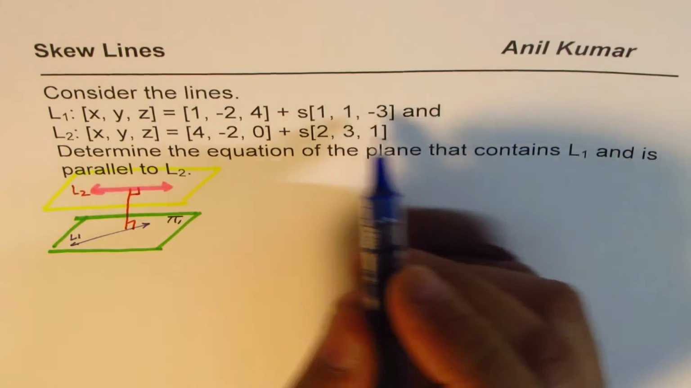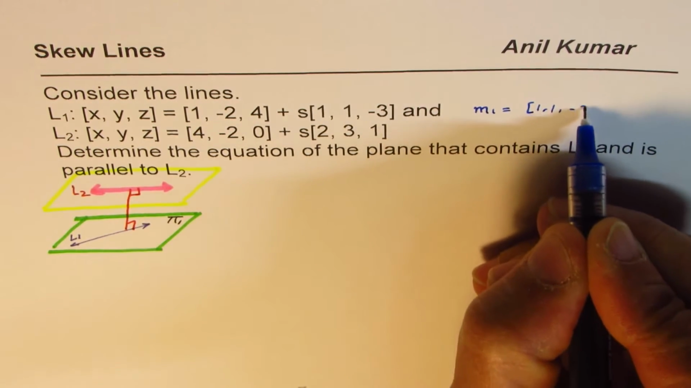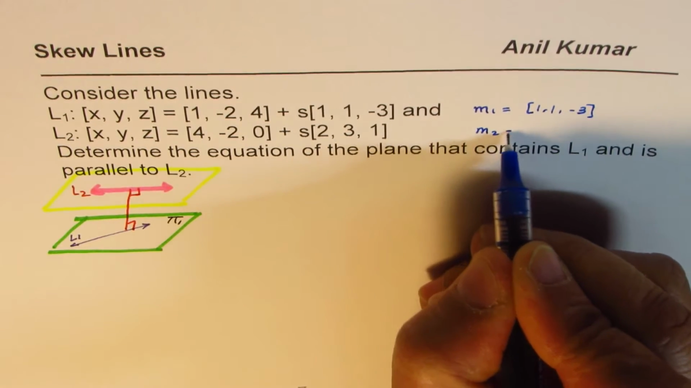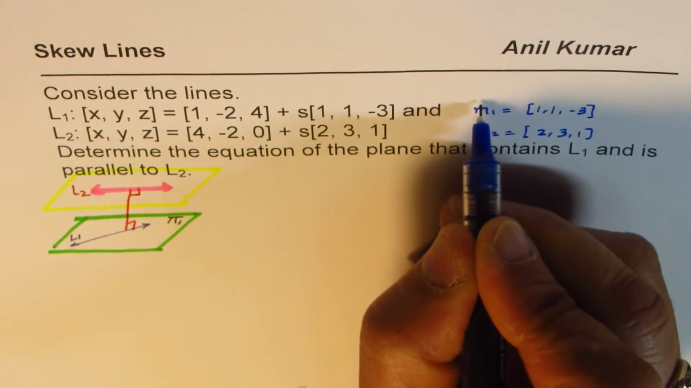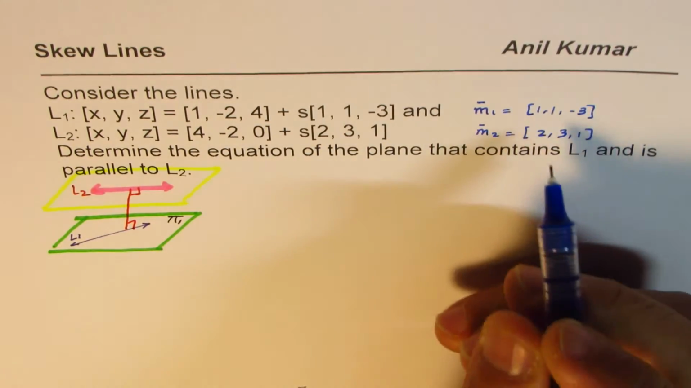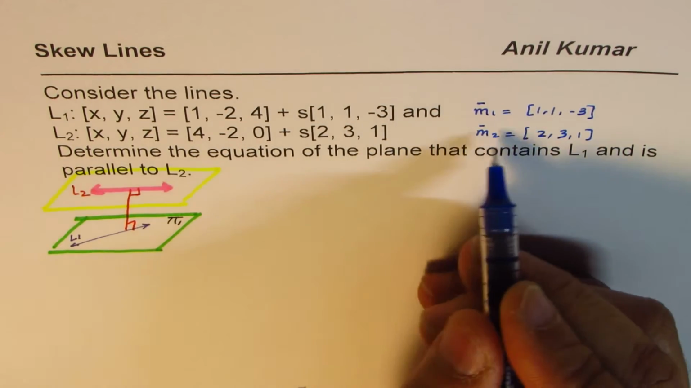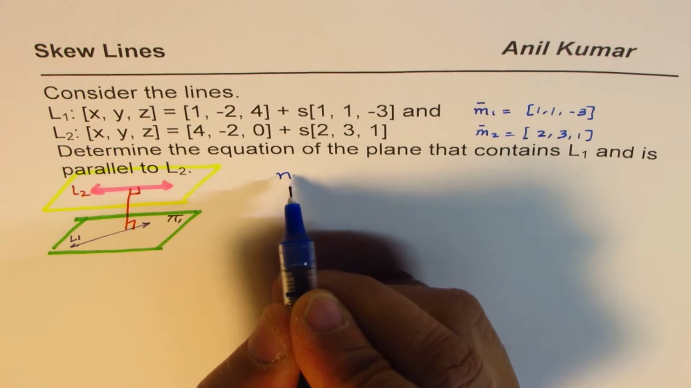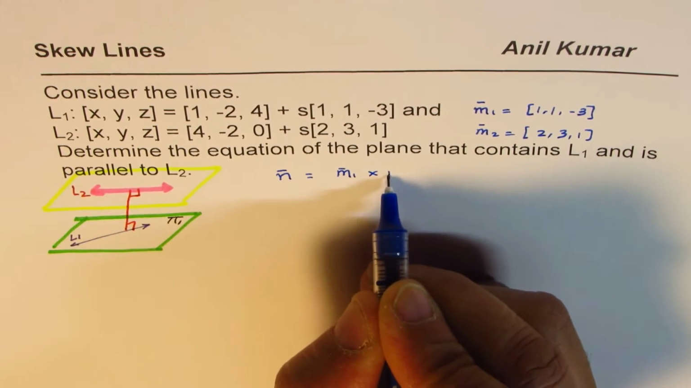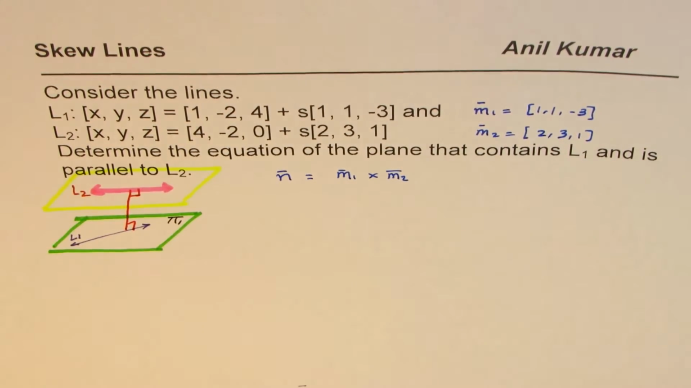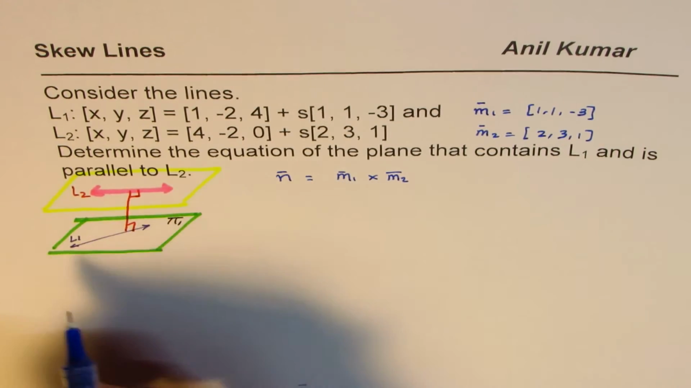So we have here m1, which is (1, 1, -3), and m2, the direction vector for the other line, is (2, 3, 1). So these are two direction vectors. They are not equal, clearly they are not scalar multiples, but we can find the normal vector by cross product. So the normal vector will be equal to m1 cross m2. So once you do that, you get the normal vector.